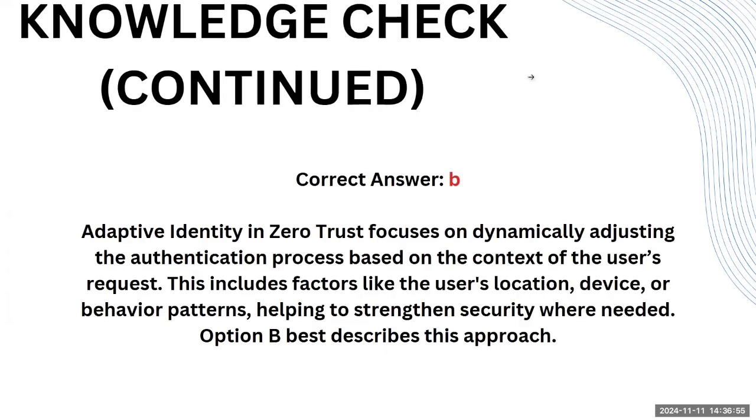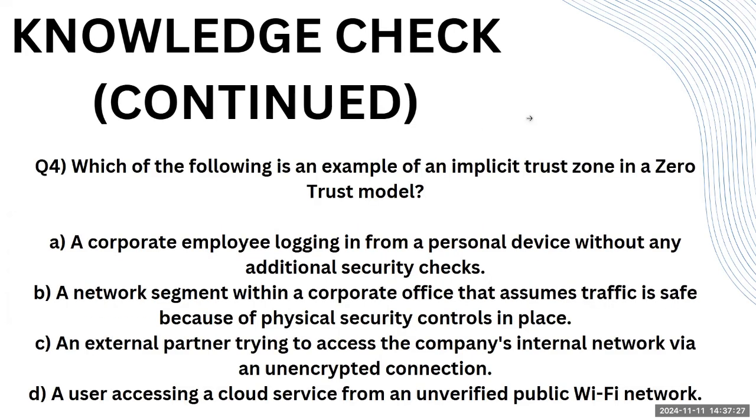Adaptive identity focuses on dynamically adjusting the authentication process based on the context of the user's request. So like we said, if the user is connecting from some unknown country, where we usually don't receive connections from, it's going to prompt that user to provide additional verification steps. Based on the context, this includes factors like the user's location, device, or behavior patterns, helping to strengthen security where needed.